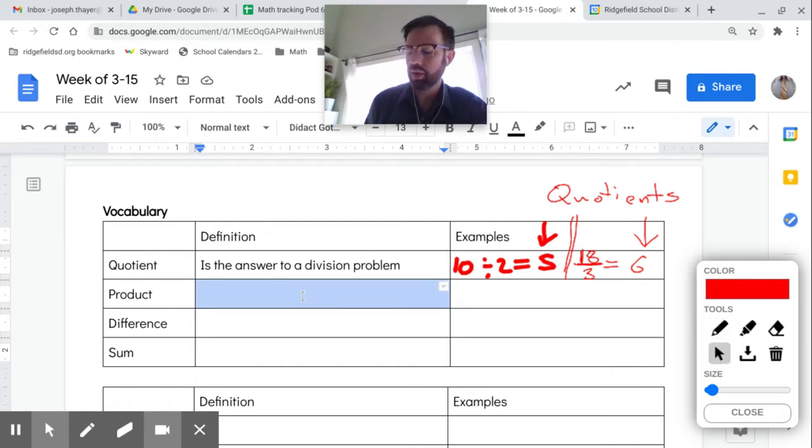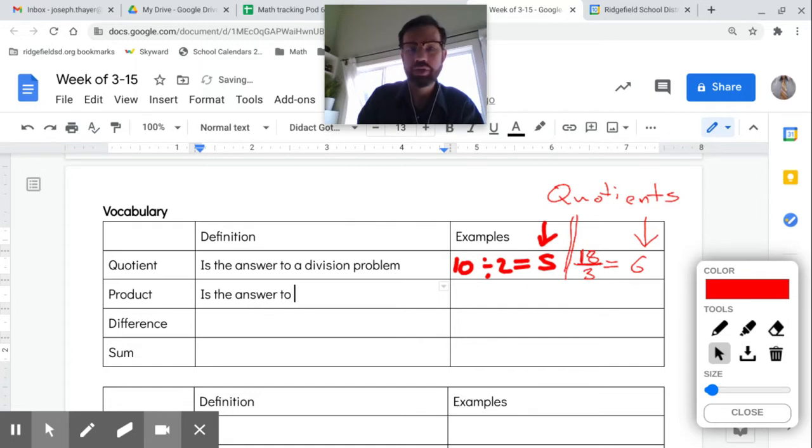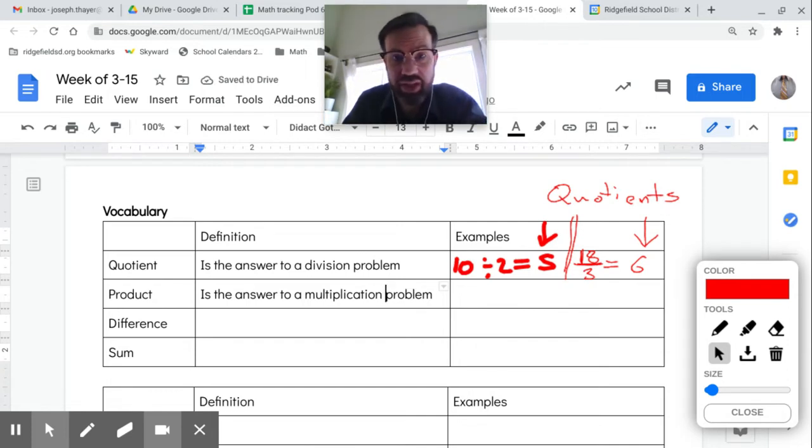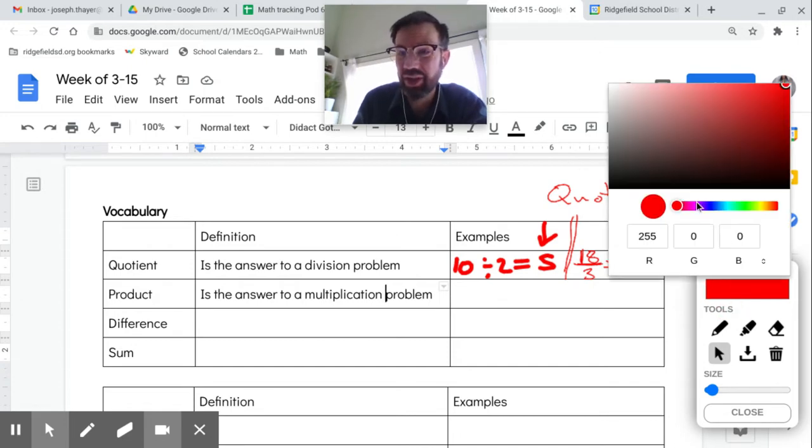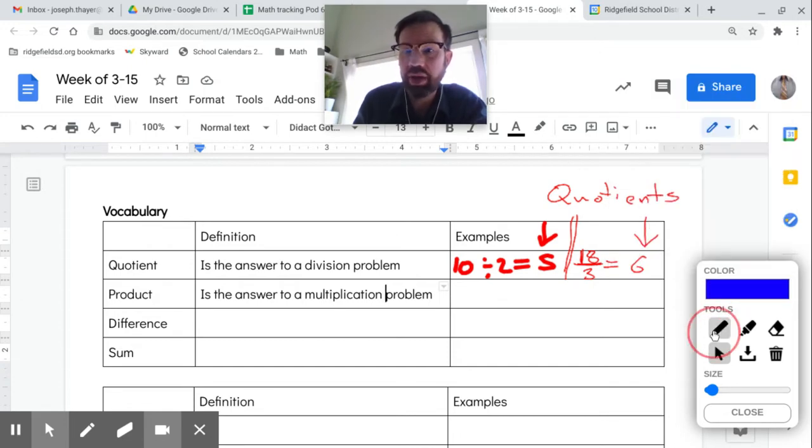So what's a product then? What is a product? A product is the answer to a multiplication problem. And again, these are all things that your fourth grade teacher should have taught you. Sometimes even things your third grade teacher should have taught you. So I'm just checking to make sure everybody knows these things.